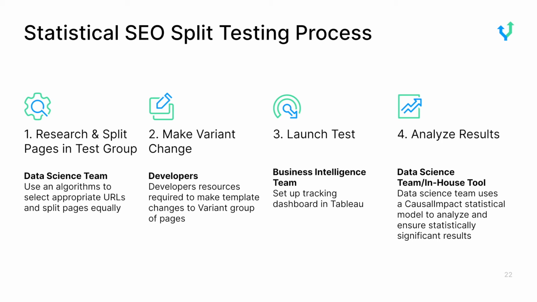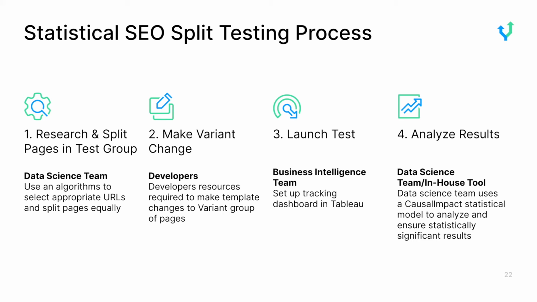Next, we need to beg our developers to make the variant change. Developer resources are required to change the template and then change it back when the test is finished. This is really hard for a lot of teams because dev resources are so limited. Third, we actually need to launch the test and measure it. Usually this involves asking a business intelligence team to set up some sort of tracking dashboard in Google Data Studio or Tableau. And fourth, and finally, we need to analyze the results.